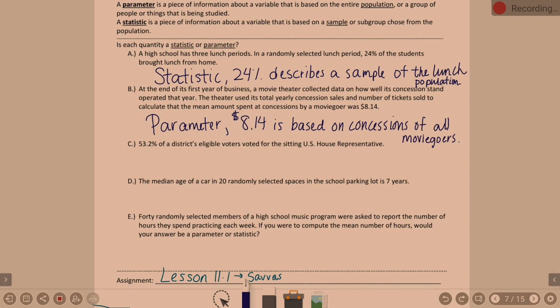I have parameter written down on mine. That's what I was thinking, exactly. Again, based on all eligible voters. The House Representative would just be specific to that district. So parameter, based on all eligible voters.